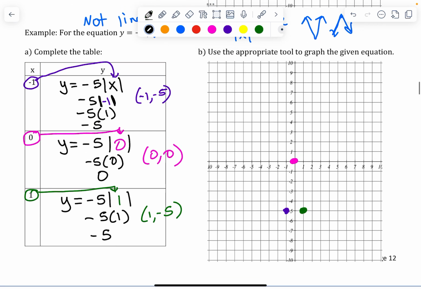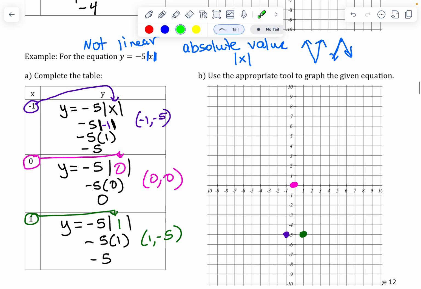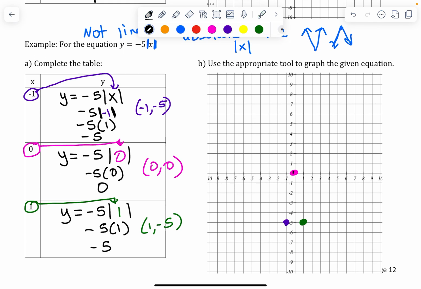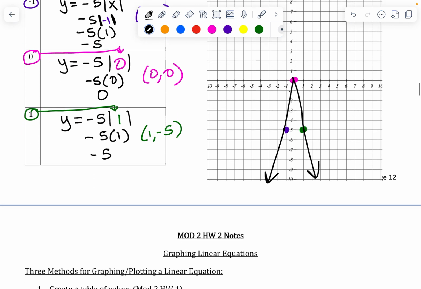And you can see that the shape of this graph is looking like it will make the V that we need. Don't make the mistake of curving it and making it a U. It's not a parabola. Anytime you have these absolute value bars, your graph is a V or an upside down V. So when we connect these, we are going to make it an upside down V. And that's the last question from Module 2, Homework 1.